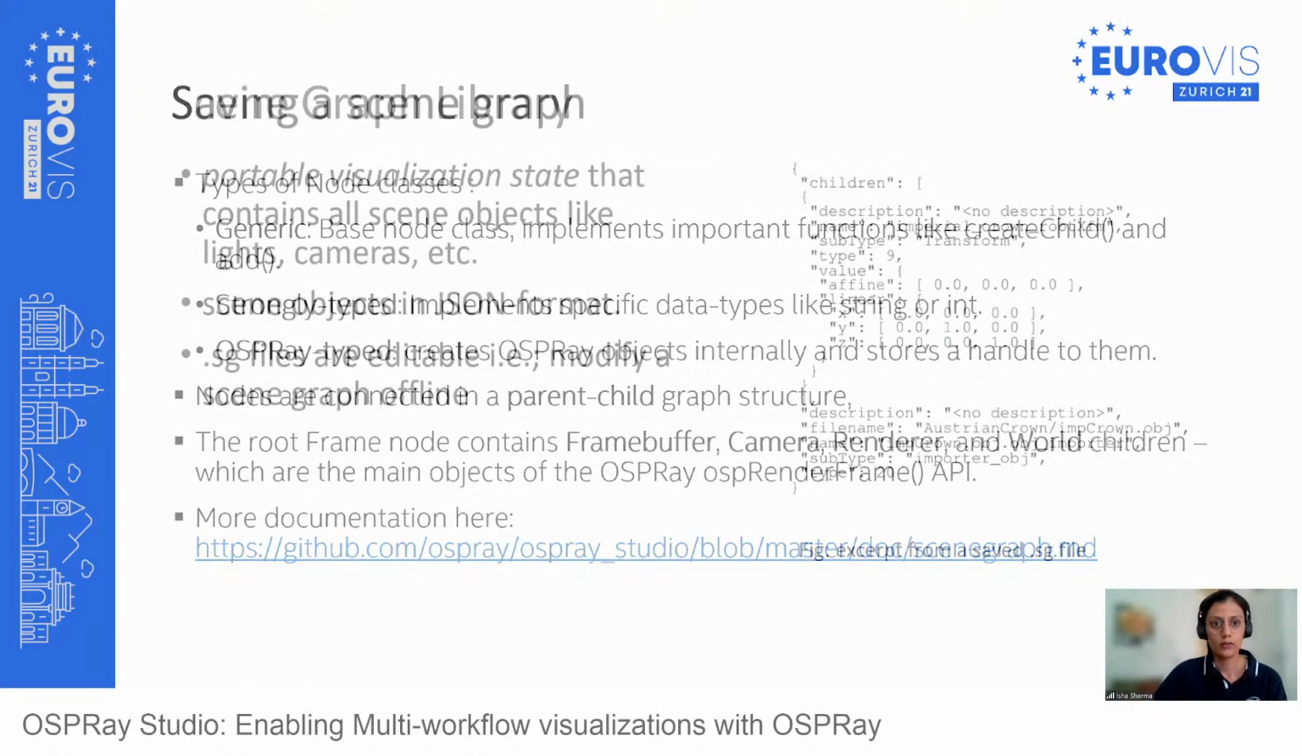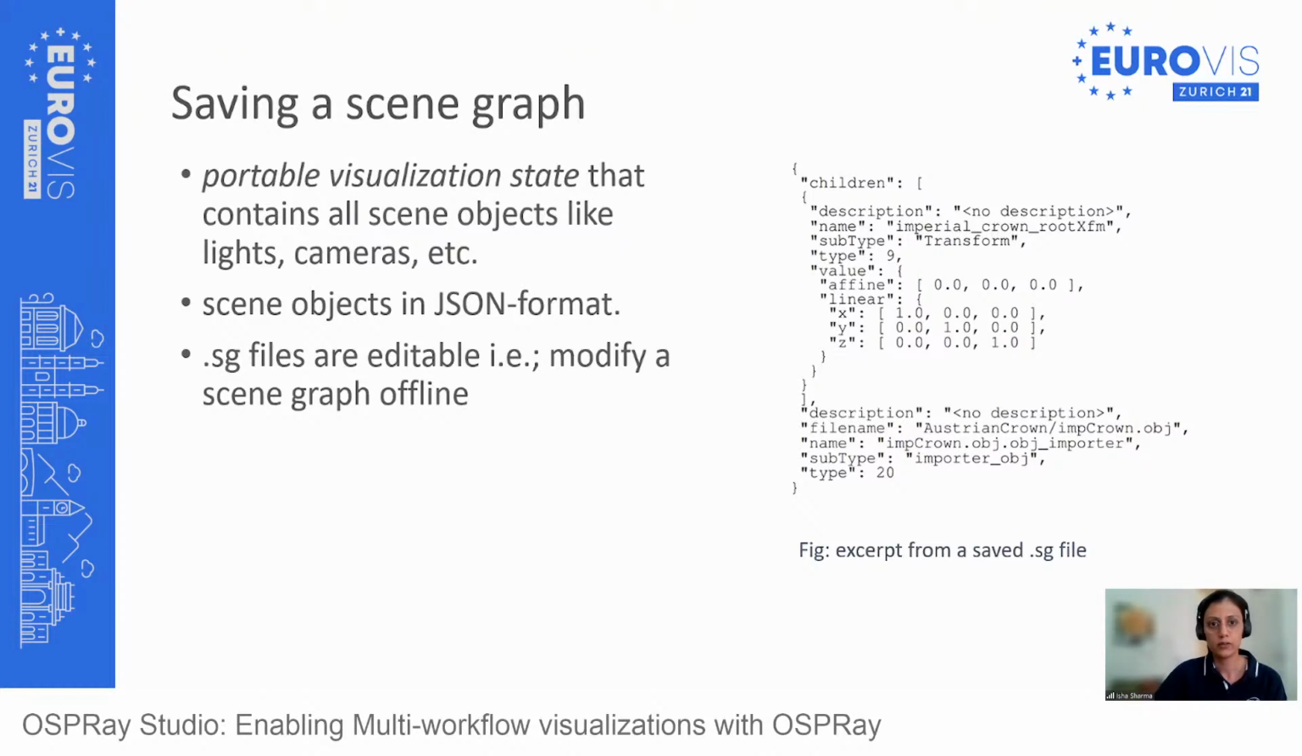Finally, since the scene graph represents the scene configuration, it can be exported as a portable visualization state that would contain all of the scene objects like lights, cameras, materials. And in OSPRay Studio, we can do that in a JSON format file. These are called the .sg files, and the .sg files are editable. That is, you can modify them offline and load them in separate instances of OSPRay Studio.